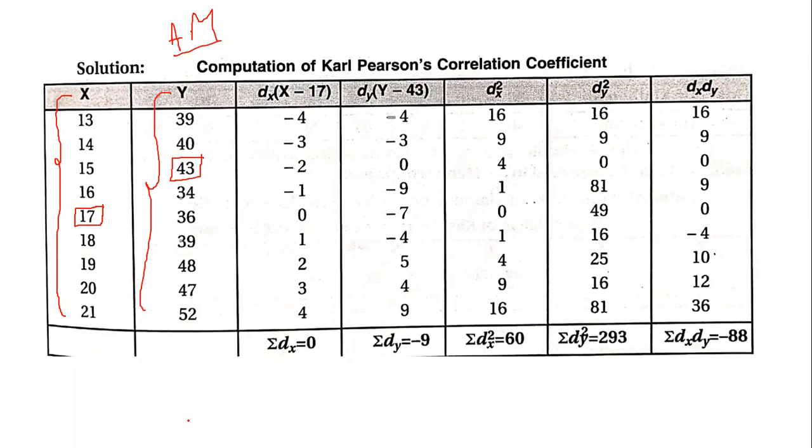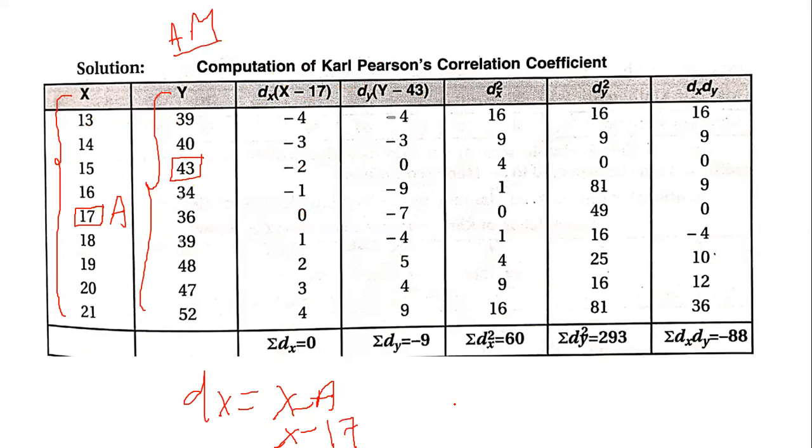So in assumed mean method, you're supposed to find the deviations. That is nothing but dx is equal to x minus a. Here a is the value 17. So x minus 17. So we'll find the values saying 13 minus 17 is minus 4. 14 minus 17 is minus 3. 15 minus 17 is minus 2. 16 minus 17 is minus 1. 17 minus 17 is 0, and so on. We are going to find the values.